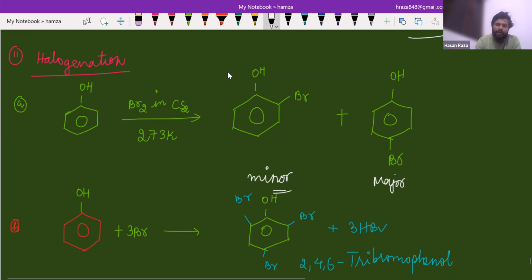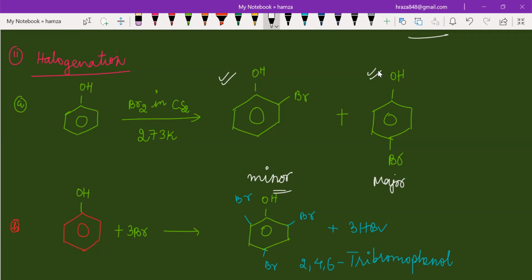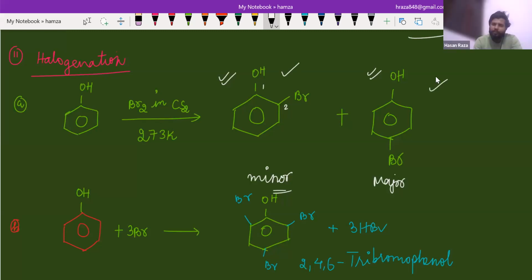Can you tell me the IUPAC name of this and this? Fawaz, Alia, and Nafisa. Orthobromophenol and parabromophenol. Yes. In numbering, instead of using ortho, para, it's 2-bromophenol, and this is 4-bromophenol, right? Yes, sir.